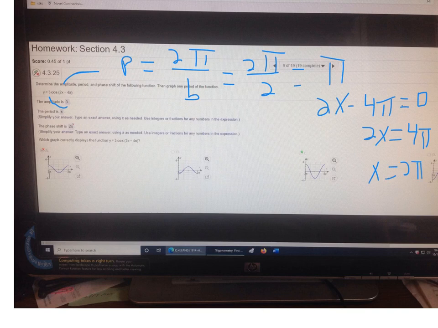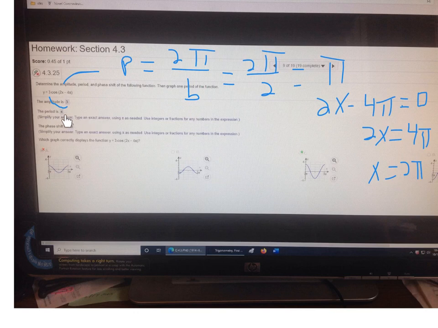So that 2 pi is the phase shift. I just take what's in parentheses, set it equal to 0, and solve, and that tells you the phase shift. The amplitude's 3, so it's going to be bouncing up and down between 3, and we can see this one is not doing that. 3's up to here. I guess this one's going up and down between 3, so it's a candidate.